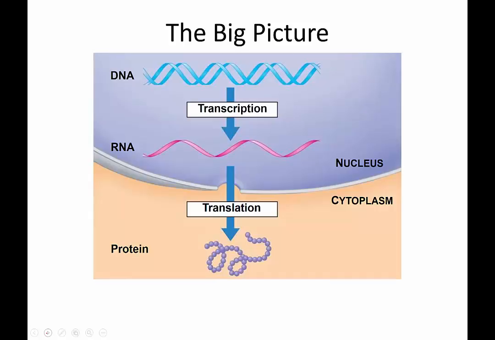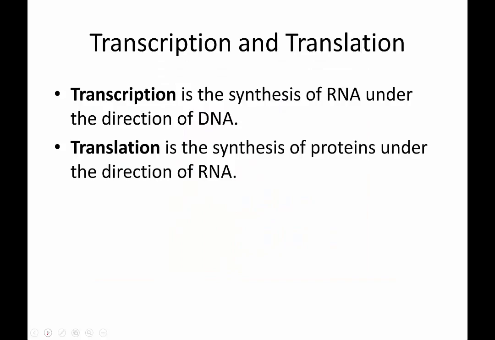So again, we go from DNA to RNA to protein. DNA to RNA is called transcription. RNA to protein is called translation. And here's exactly that, just written out in text form. So transcription is the synthesis of RNA under the direction of DNA. So essentially DNA to RNA. And translation is the synthesis of proteins under the direction of RNA. So essentially RNA to protein.